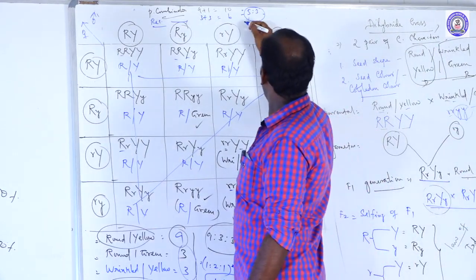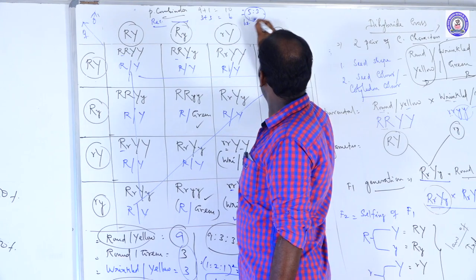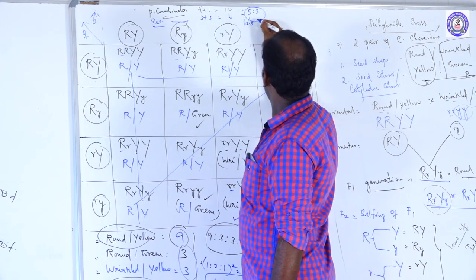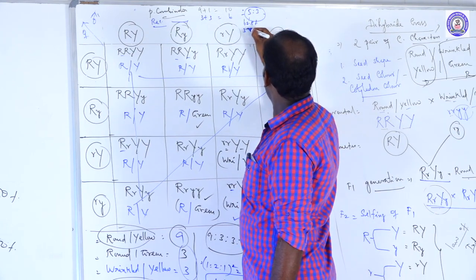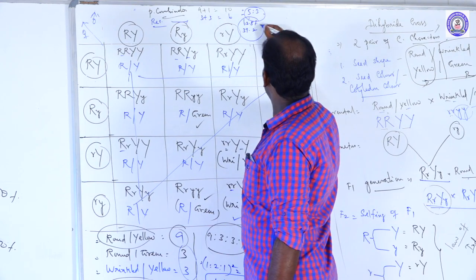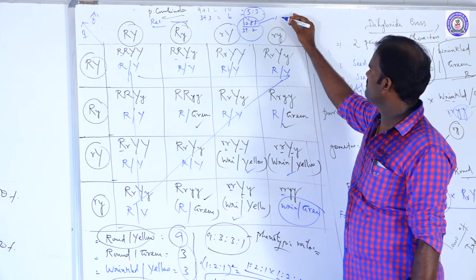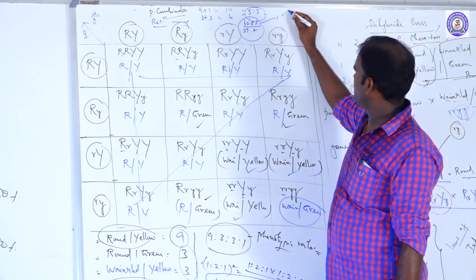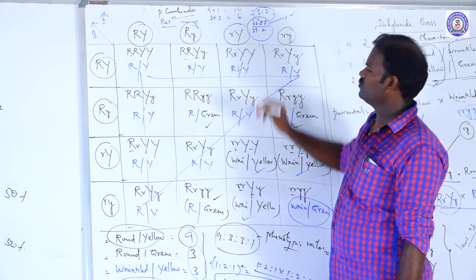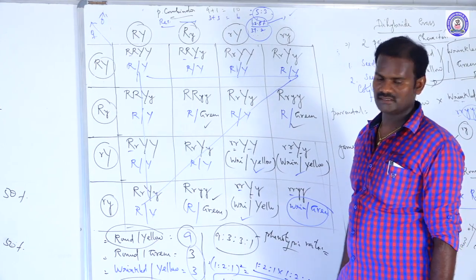Okay, so 62.8%, 37.2%. That's 62.8% parental combinations, and 37.2% is recombinations.